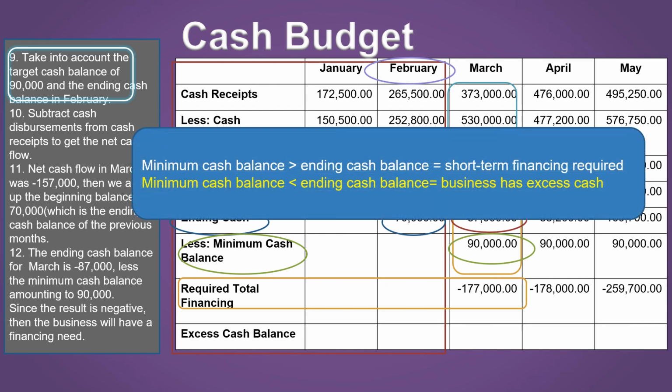So you have to remember that if the minimum cash balance is greater than the ending cash balance, meaning short-term financing required, the business will need additional money or additional capital or additional cash. While if the minimum cash balance is less than the ending cash balance, then the business will have an excess cash.